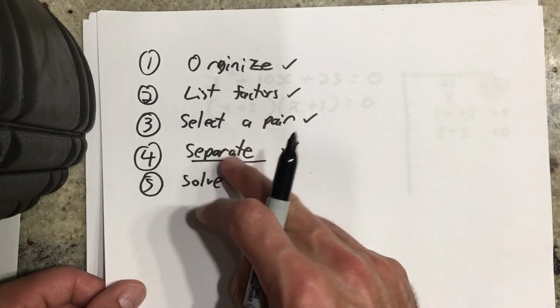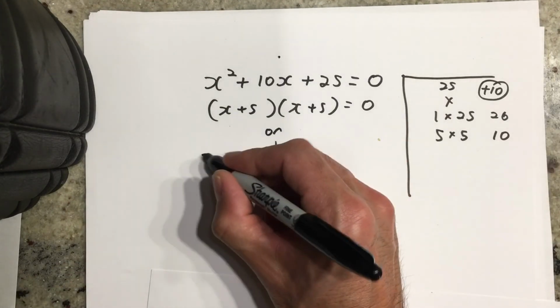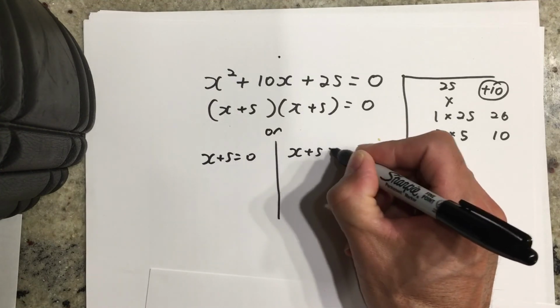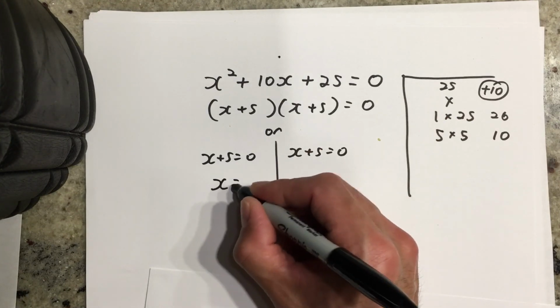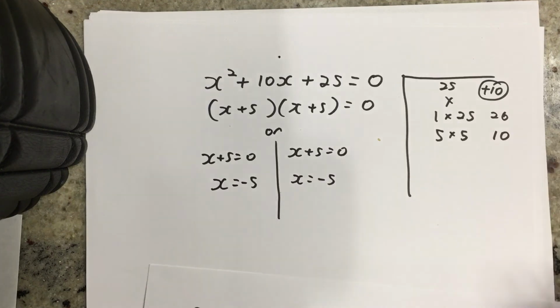I've selected a pair, now I'm going to separate. So I'm going to draw a line here, write the word or. x plus 5 equals 0, or x plus 5 equals 0. And then I'm going to subtract 5 from both sides. So x is minus 5, and my other valid answer is the same answer, x is minus 5.